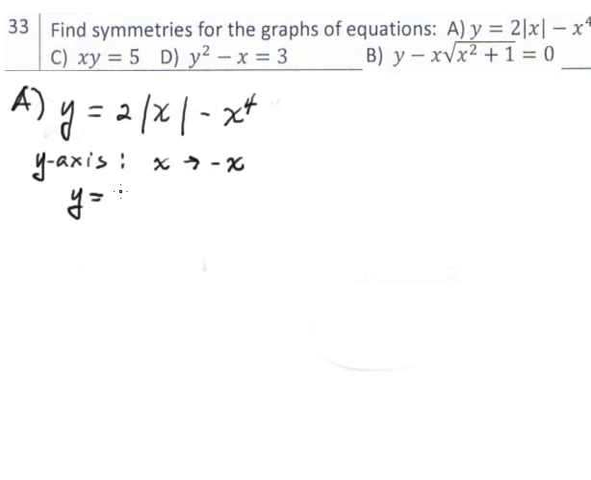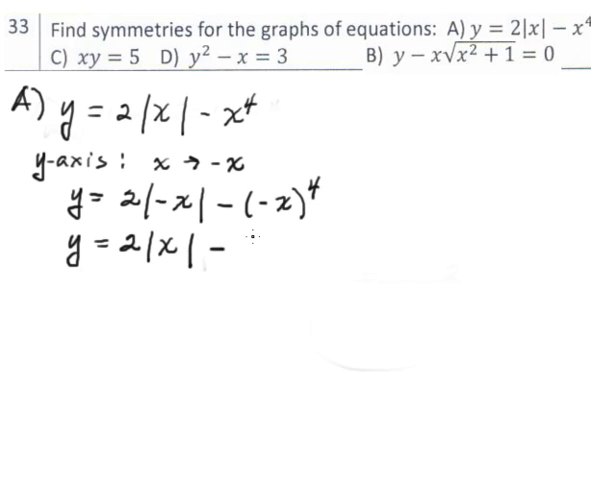So let's do that. We have y is equal to 2 times the absolute value of minus x, minus minus x to the exponent 4. Now the absolute value of minus x is the same as the absolute value of x, and minus x to the exponent 4 is the same as x to the 4 because this exponent is even. So we get the same equation that we had originally. So we do have symmetry with respect to the y-axis.